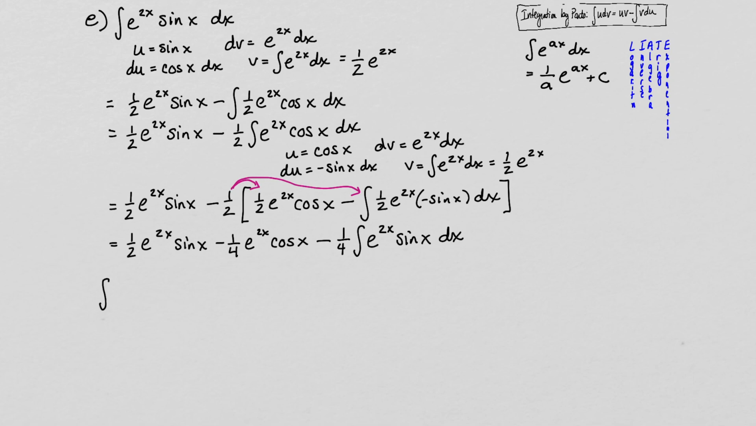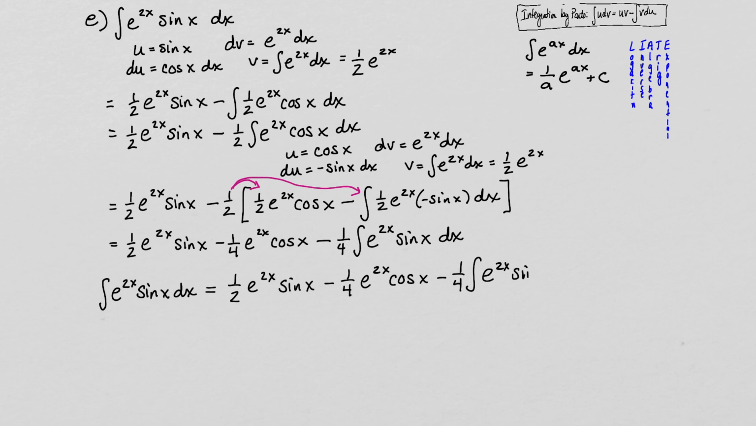So we have the integral of e to the 2x sine x dx is equal to 1/2 e to the 2x sine x minus 1/4 e to the 2x cosine x minus 1/4 the integral of e to the 2x sine x dx. So I basically just rewrote what I have.